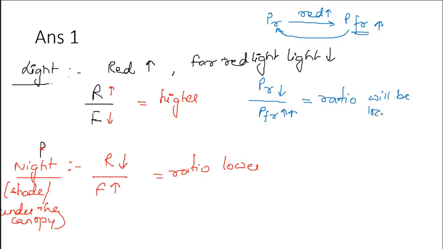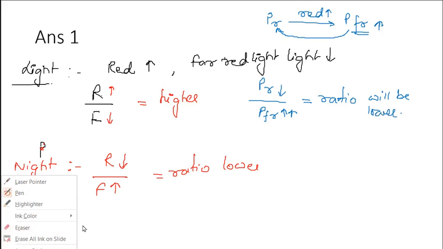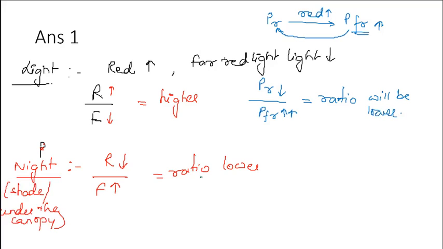See, now again I write this one, PR to PFR. Now if it's dark or shade or under the canopy, canopy is the vast spread of plants. So under the canopy what we see, that red light is less. Red light is less, that means far red light is more. If far red light is more, then the PR concentration will be more.